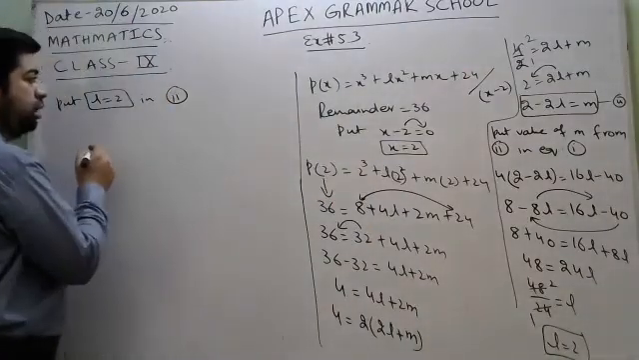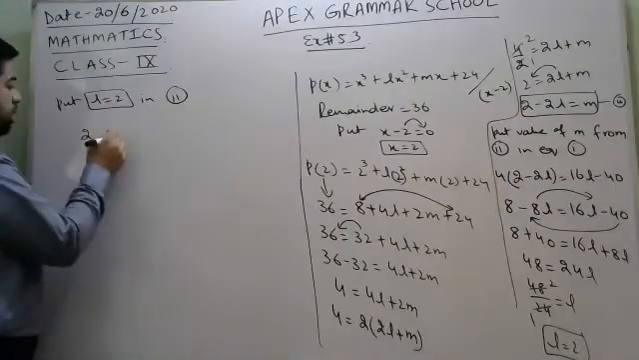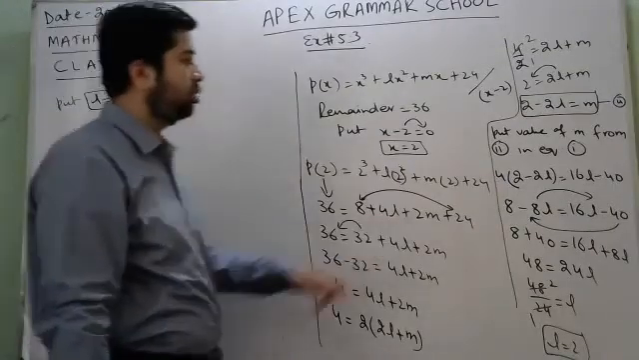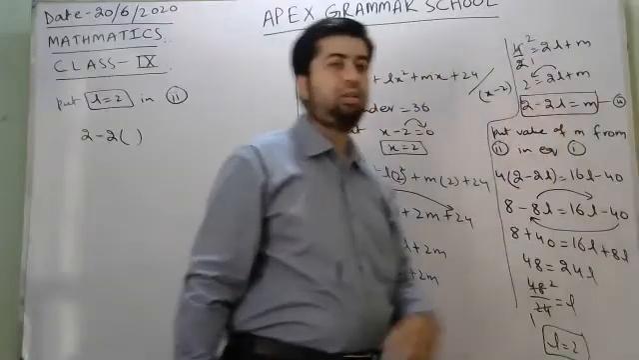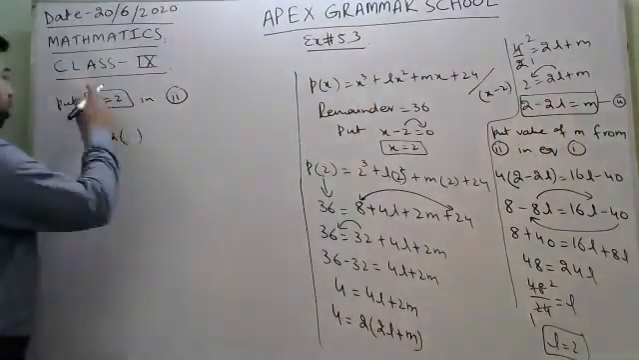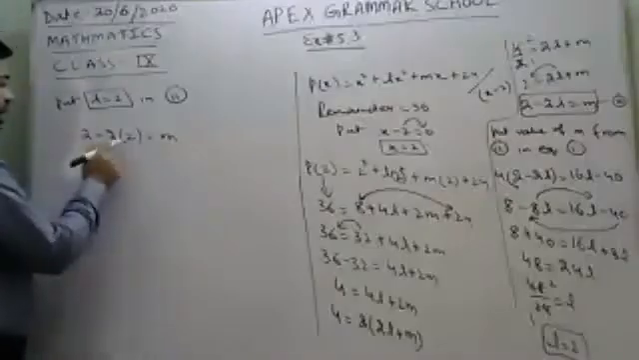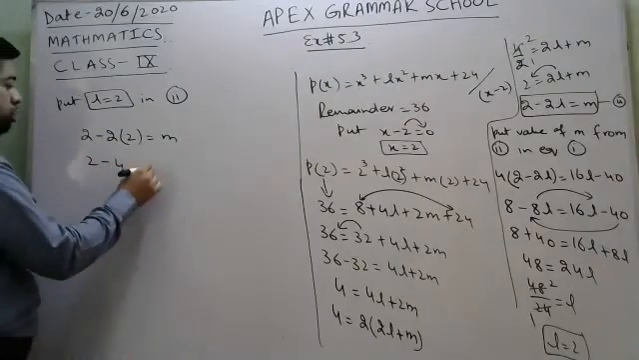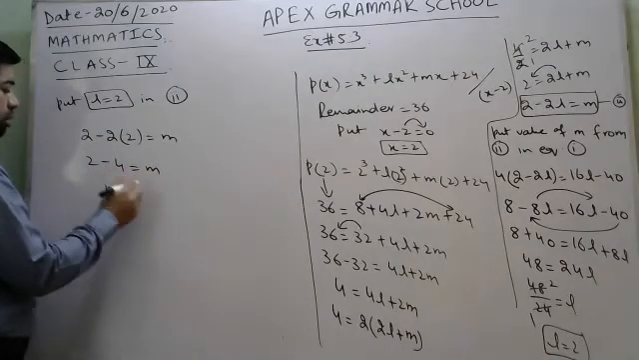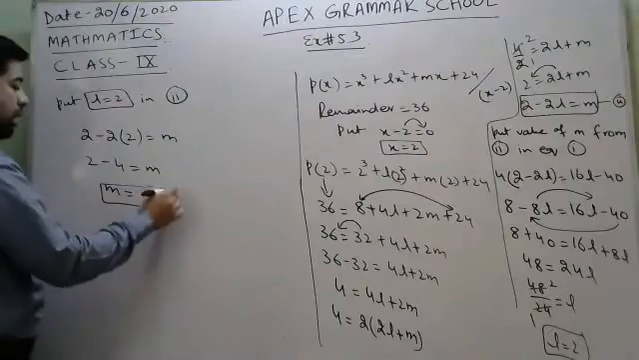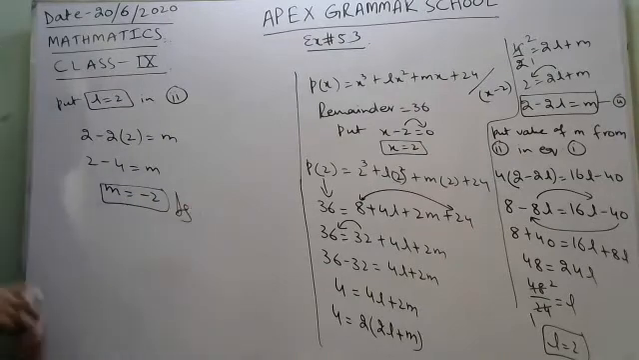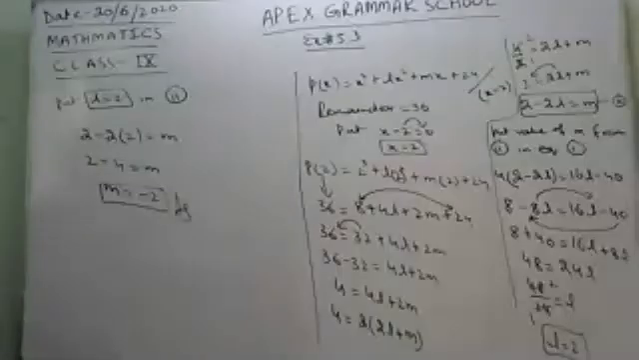So you can get the value, that is 2 minus 2 into L. This 2 is going to multiply with L. So I'm going to write the value of L, that is 2, is equal to M. So 2 minus 2 times 2 is equal to M. So the value of M is minus 2. And that's it. This was question number 7.